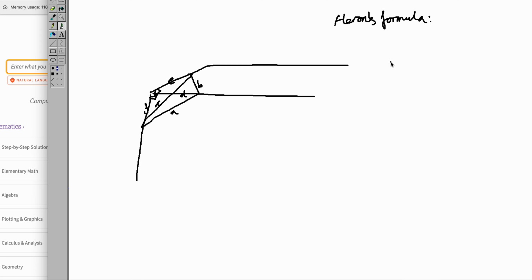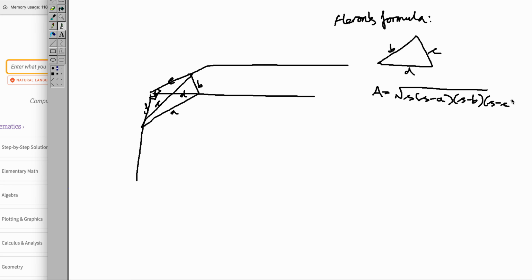And Heron's formula is that if you have any triangle, so it doesn't have to be a right triangle, just any triangle with sides A, B, and C, then the area of that triangle is going to equal the square root of something called S, which we'll explain in a second, times S minus A times S minus B times S minus C.